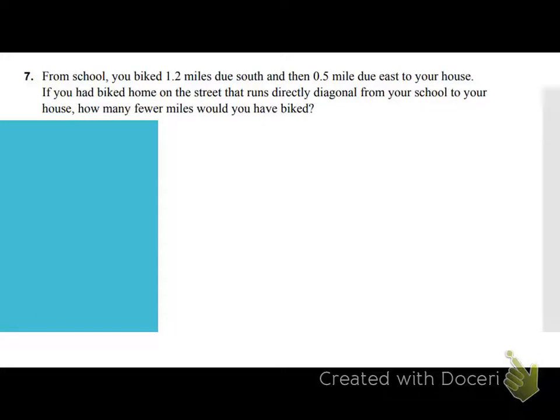From school, you biked 1.2 miles due south and then a half mile due east to your house. So let's draw that. What is my starting point? That's school. I started at school, and then I biked 1.2 miles south. So where do I go for that? Down. And 1.2 miles. All right, and then I go a half mile due east to my house. So where is east? To the right. And I end up at my house. I went south, then I went east.